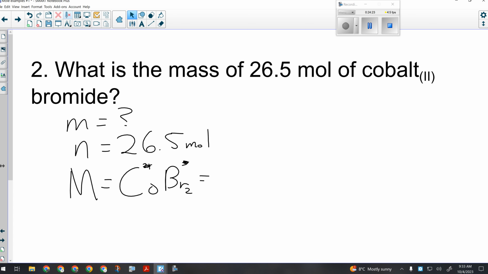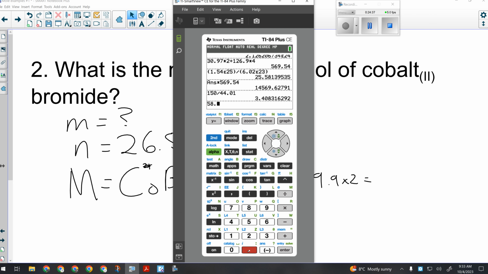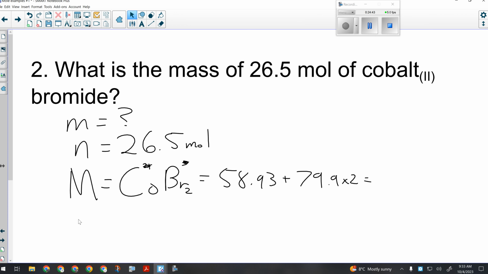Cobalt's 58.93, and there's only 1 cobalt plus 2 bromines, 79.9 each. So 58.93 plus 79.9 times 2 gives me 218.73 grams per mole. Okay, so givens.